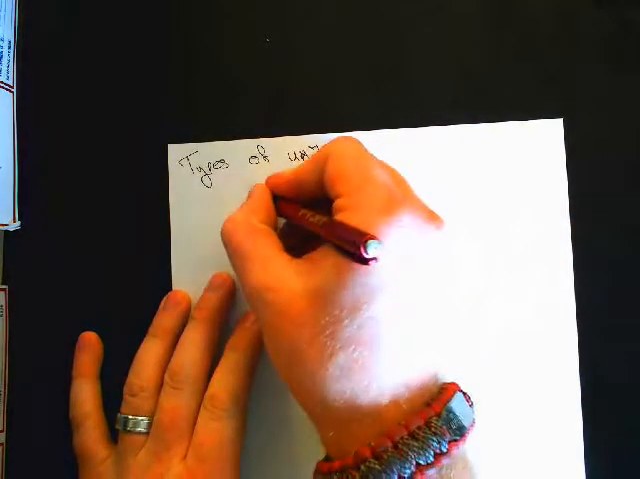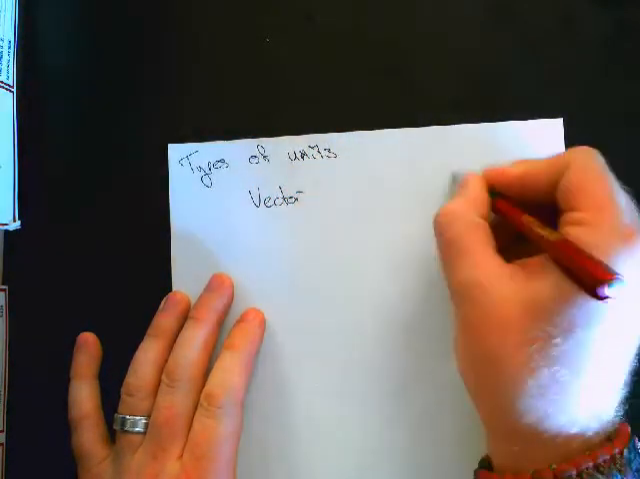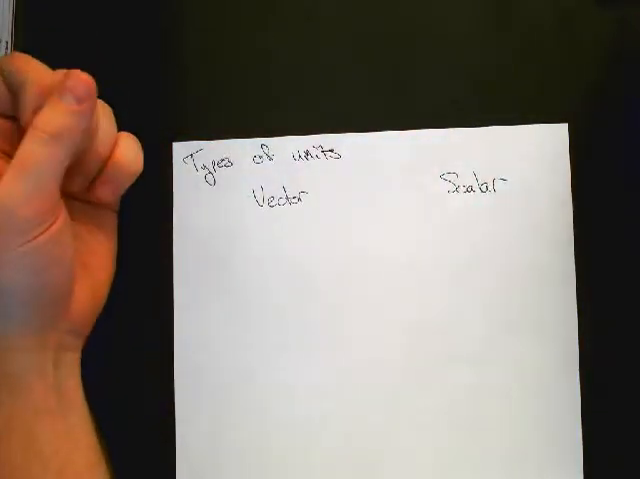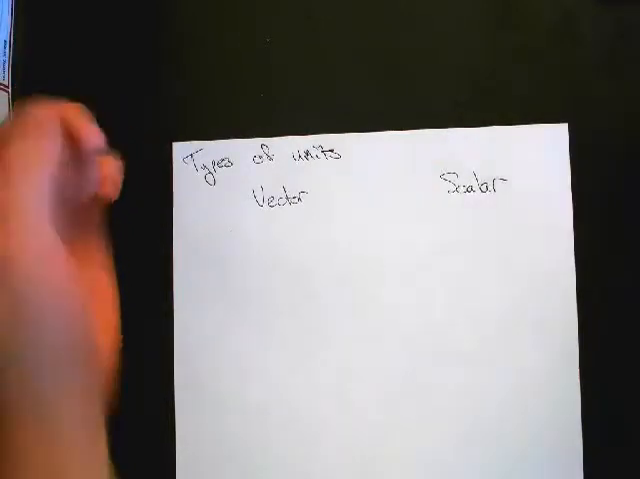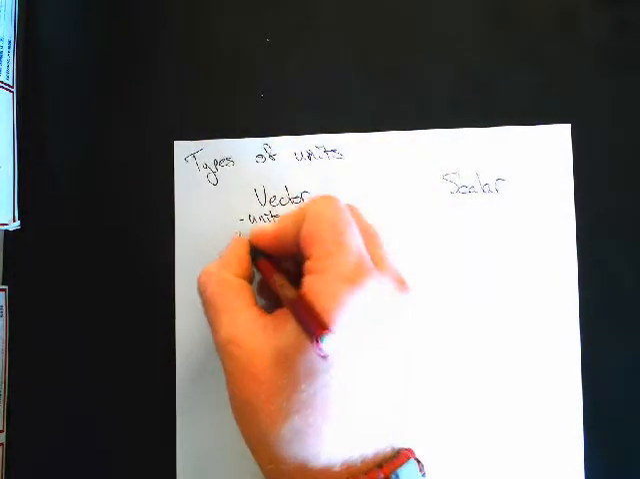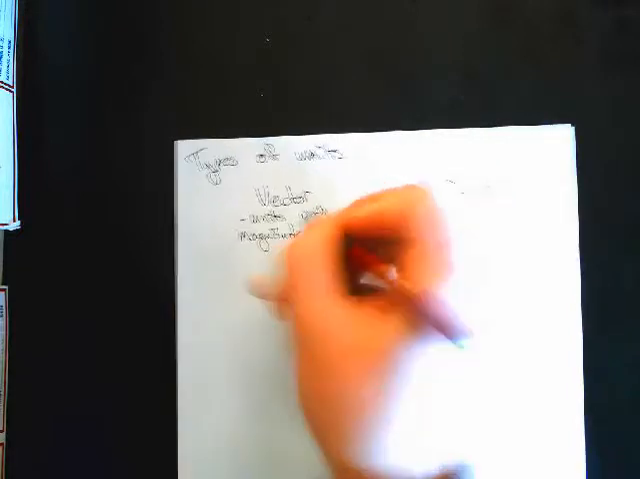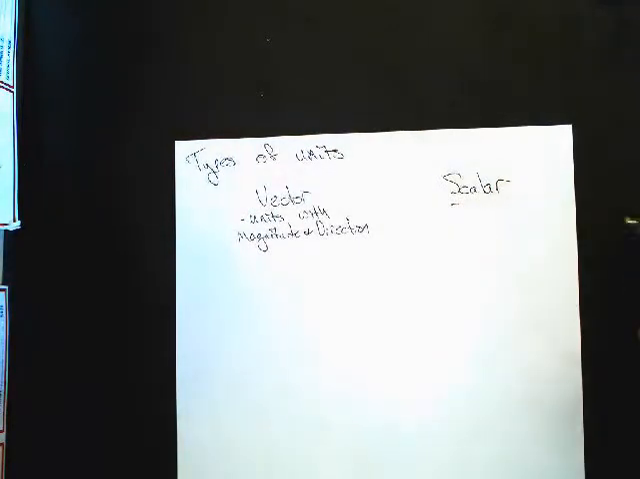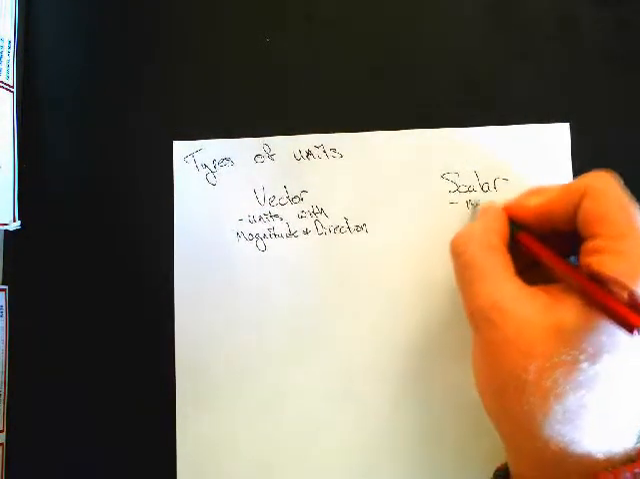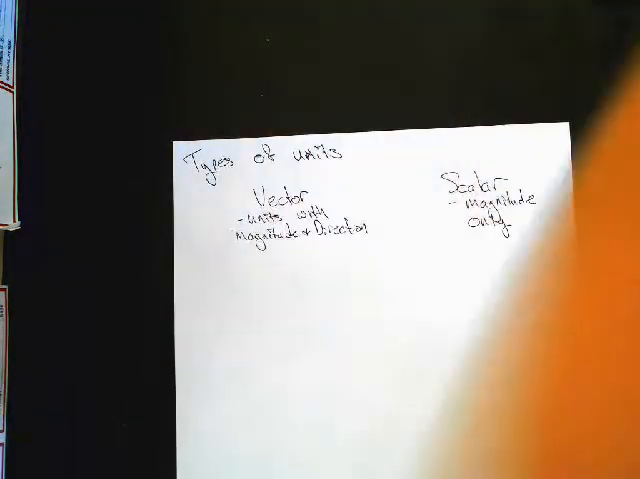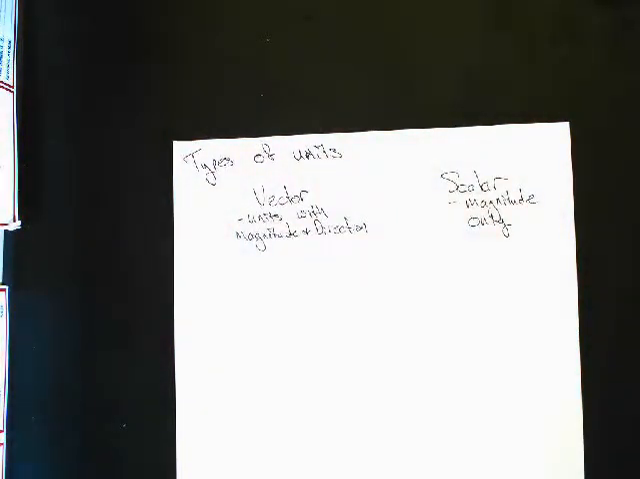Types of units. You guys have already identified vector versus scalar units. Simple definition, what are vector units? They have magnitude and direction. Units with magnitude and direction. Whereas scalar units are ones with what? Magnitude only. All right. Now, hopefully that's something that you guys already knew, but if it's not, let me see if I've got something real quick here.